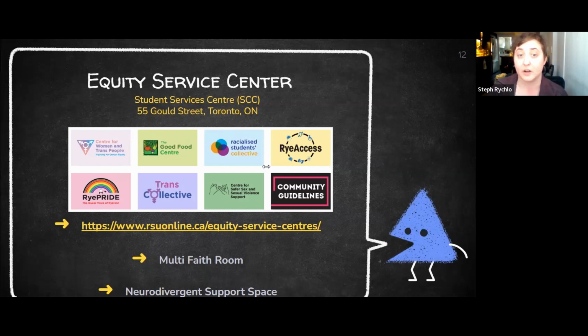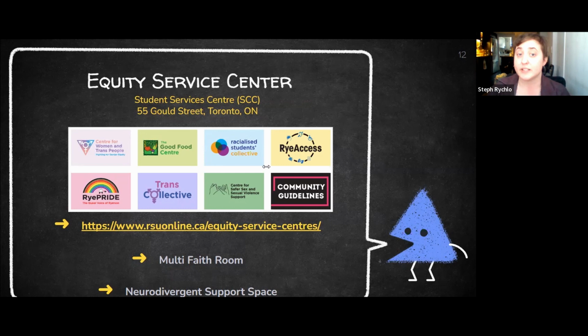The different centers are the Center for Women and Trans People, the Good Food Center, the BIPOC Student Collective, the Student Access Center, the Queer Space, the Trans Collective, the Center for Safer Sex and Sexual Violence Support, and a recent addition is the Shift Center, a safe space for wellness and mental health support. You can find more information about these different centers on the Full-Time Student Union website.